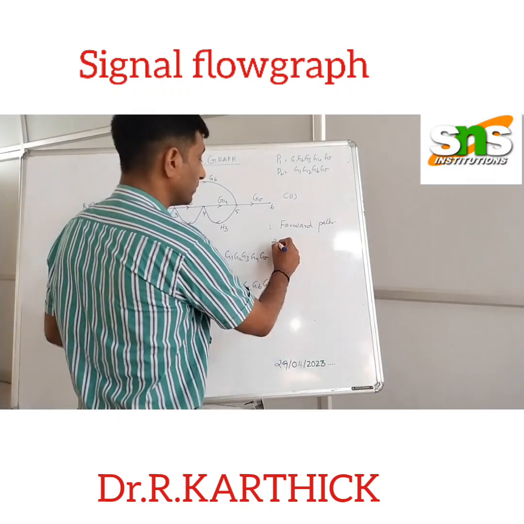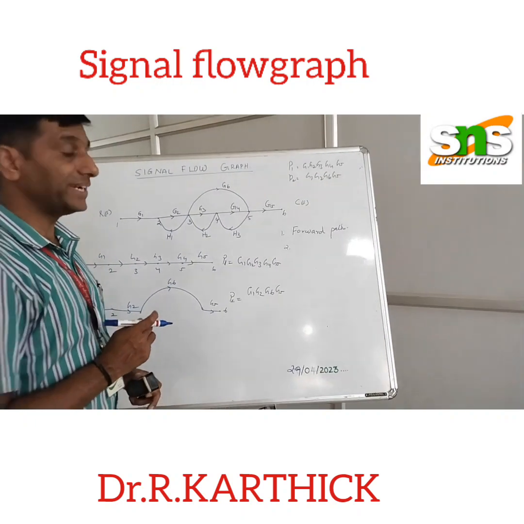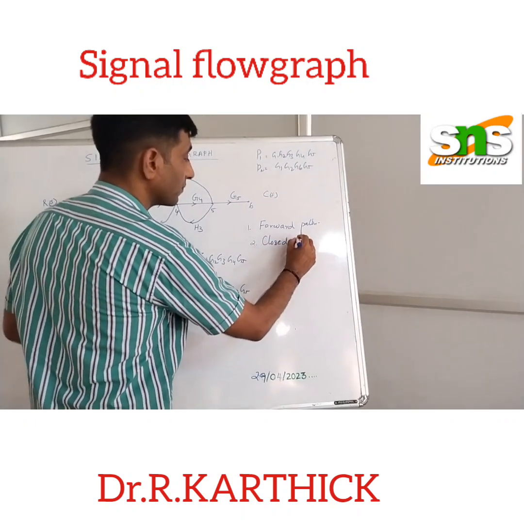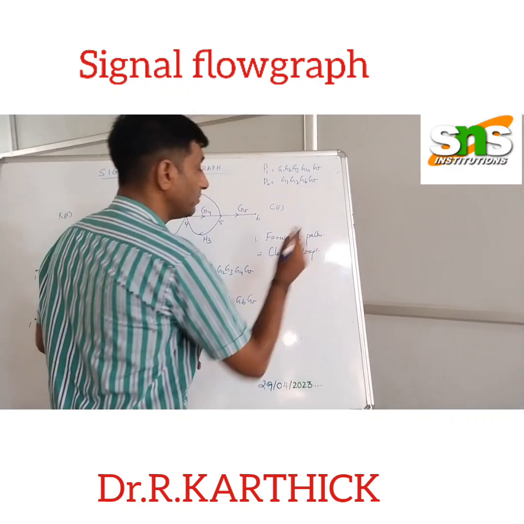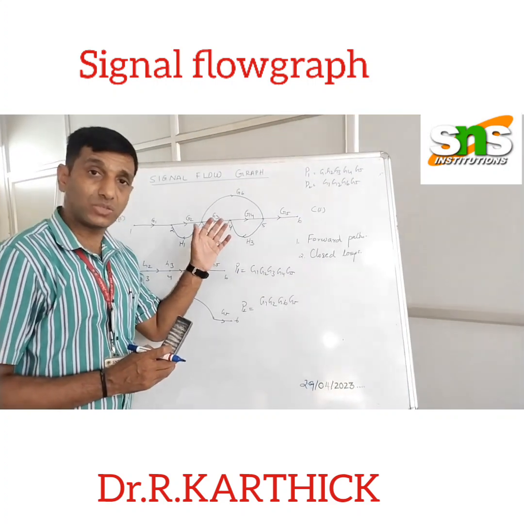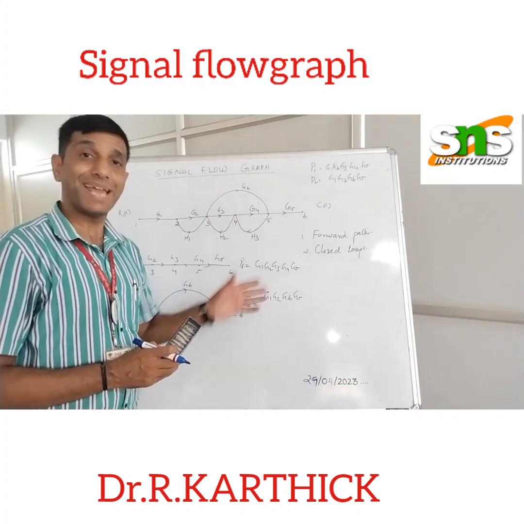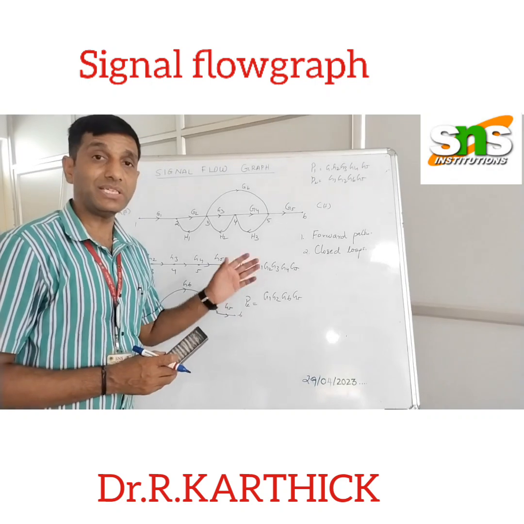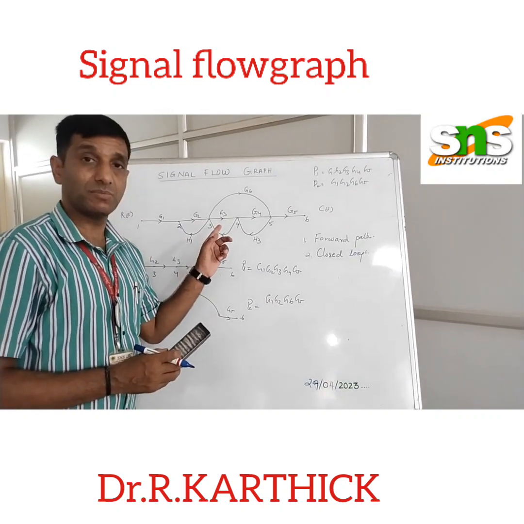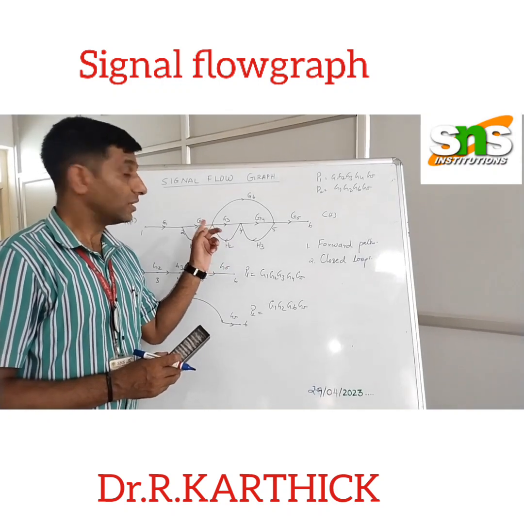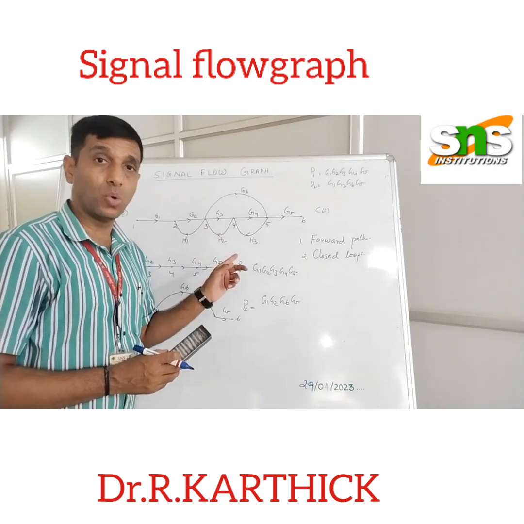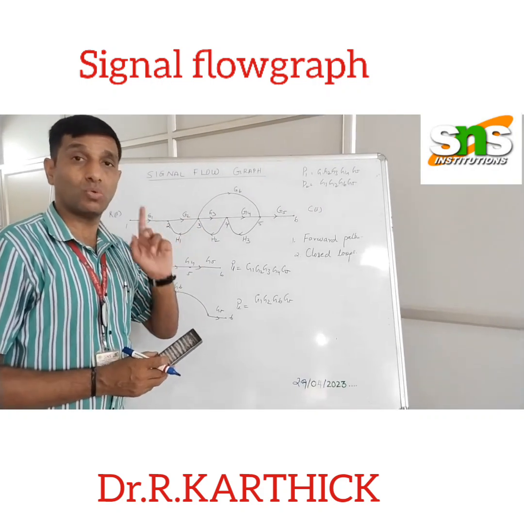Now step 2. Step 2 is to identify the closed loops. What do you mean by a closed loop? A loop is nothing but a signal that starts at one node and ends at the same node, and it has to travel each node only once. I'll repeat: a closed path is one where the signal starts at one node and ends at the same node, traveling through each node only once.